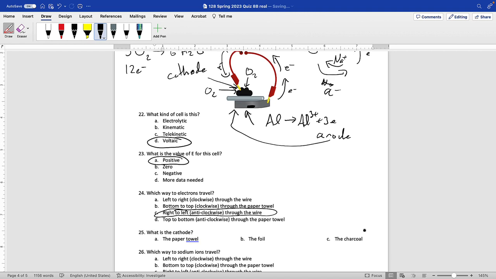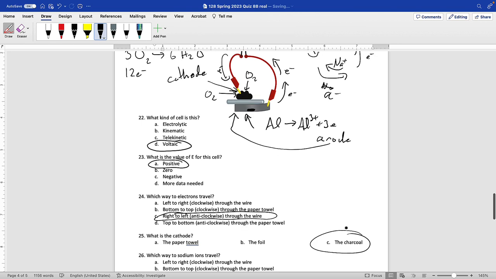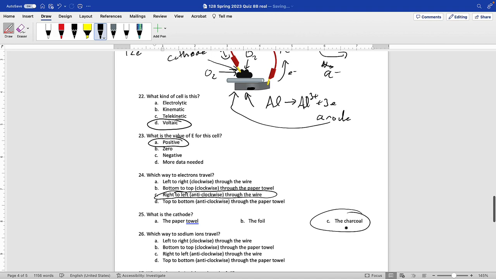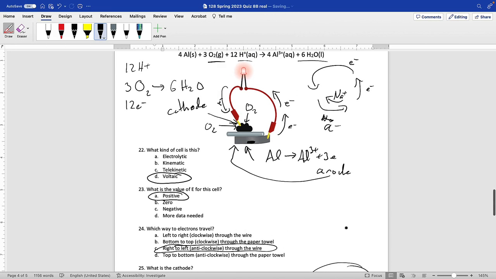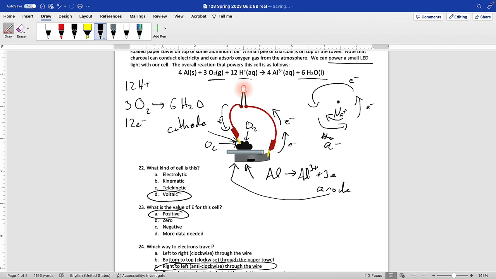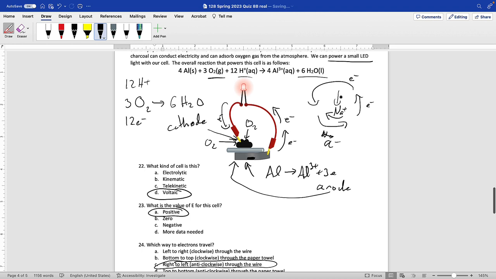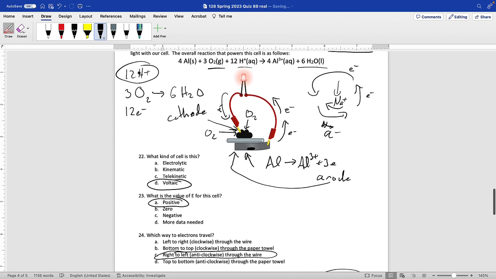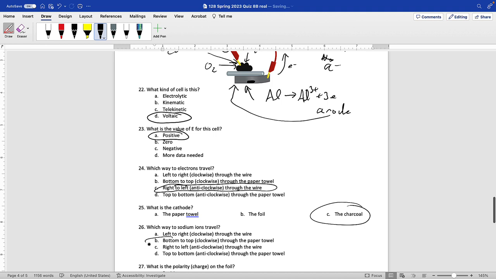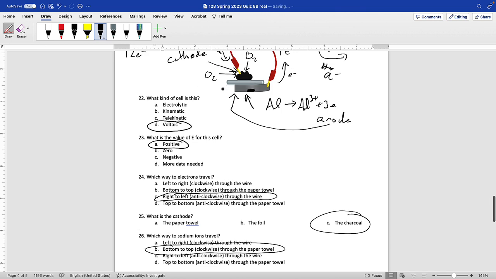What's the cathode? We already said the cathode is the charcoal, because that's where the reduction reaction takes place. And the sodium ions, as we showed in this diagram here, are going to go in the sort of clockwise direction, which means they're going to go from bottom to top inside the paper towel. They're going from the anode to the cathode through the paper towel. On the cathode, you're consuming a cation, and you need to somehow replace that in the solution. You can do that with the sodium ions. So the answer is from bottom to top inside the paper towel. Inside this paper towel, we've got sodium ions going from one side to the other.